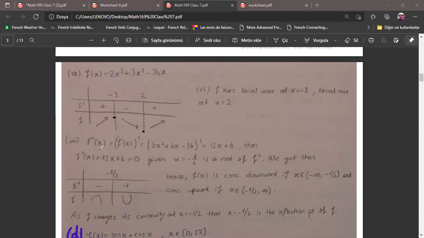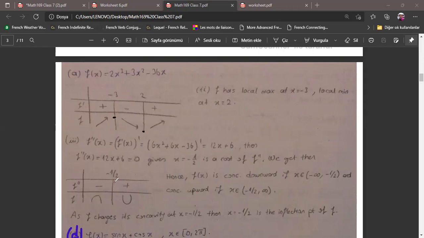Now, for concavity, we need to find first the second derivative. All right, we already found f prime, so we have this. Now, taking the derivative of this function, we get 12x plus 6. Okay, so f double prime, the second derivative of the function, is then equal to this one. Now, equalize it to 0 and find this root, x equals -1/2. Okay, it's a root of f double prime.